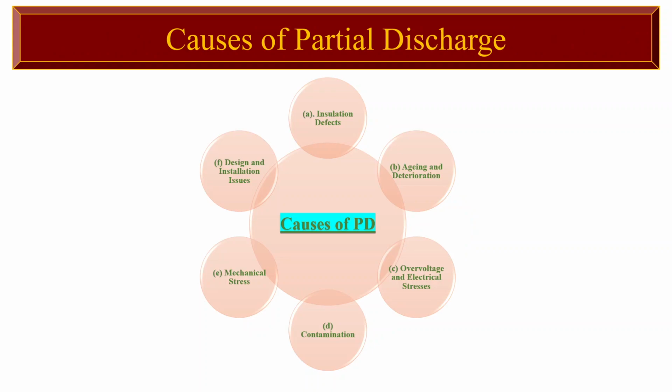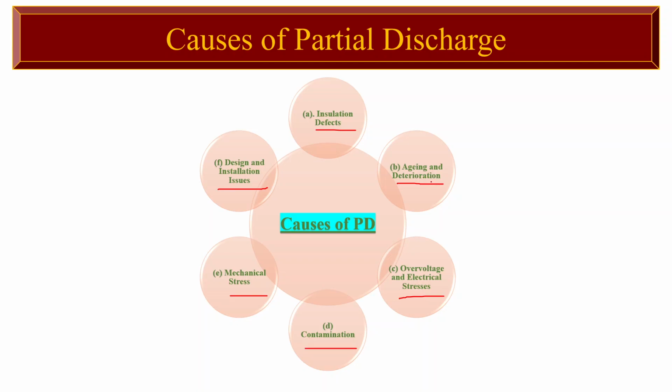And after that, today I am going to discuss the causes of partial discharge. That is one of the very important topics of partial discharge. Partial discharge can be caused by various factors related to the insulation and electrical stresses present in the high voltage equipment. Some common causes include: first, insulation defects; second, aging and deterioration; third, overvoltage and electrical stresses; fourth, contamination; fifth, mechanical stresses; and the design and installation issues.